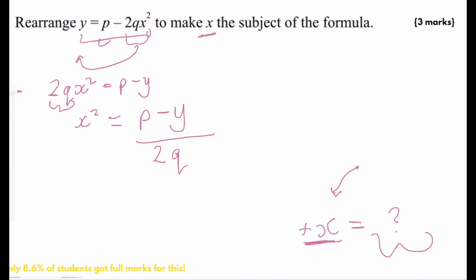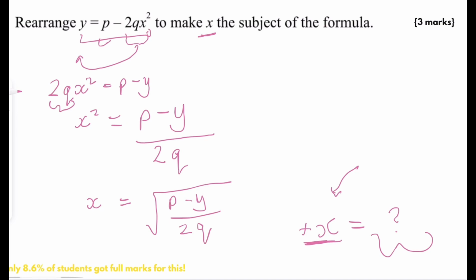Okay, almost there. So now we have x squared and we want to just have x. So how can we just have x on its own? Well, we have to reverse the x squared, so that would be square rooting. So take the square root of both sides, and then we have x is equal to the square root of p minus y over 2q. And that is the answer.